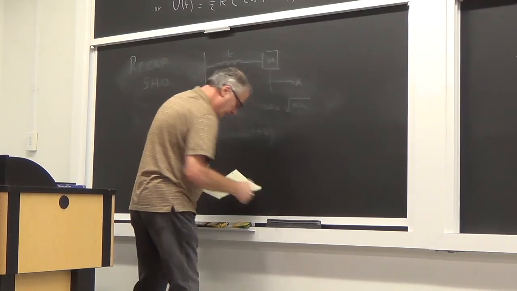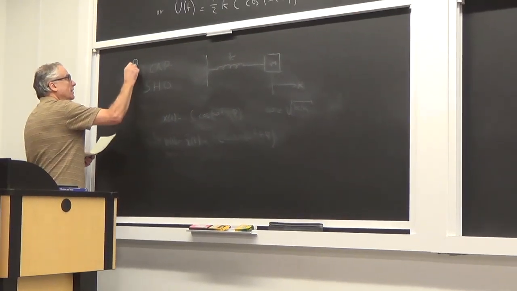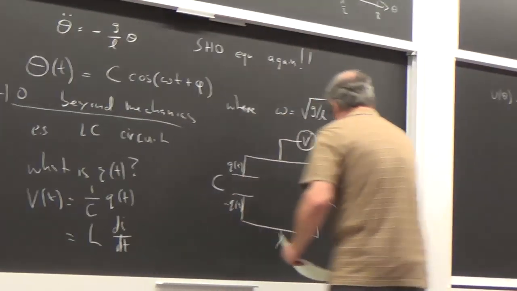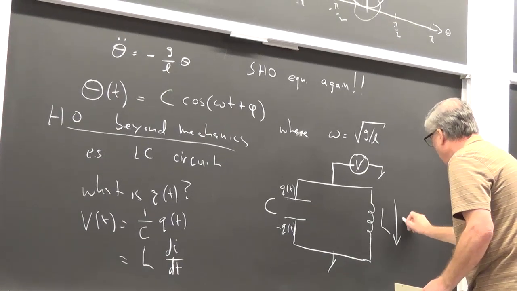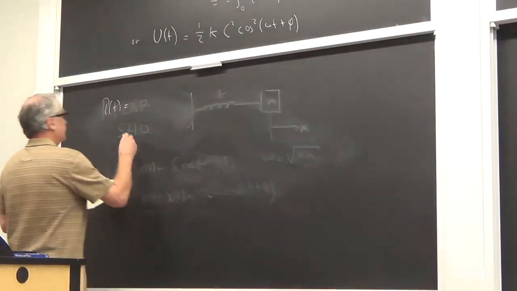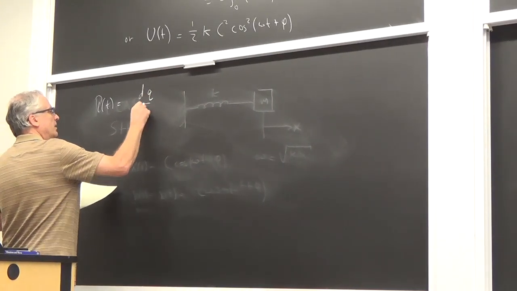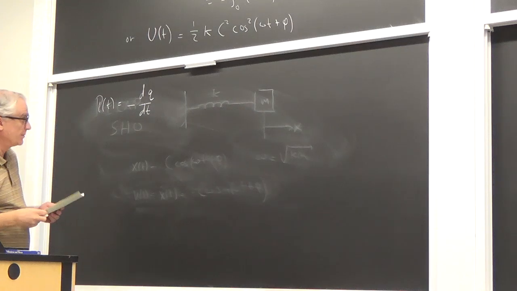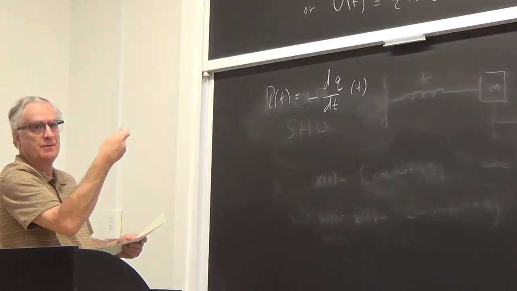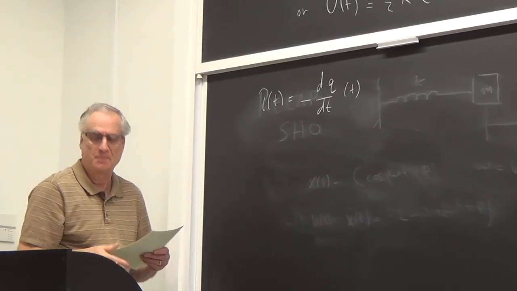Okay, so what's I? I is dq by dt. If I define I to be what goes down here, then we get I of t is minus dq by dt as a function of time. You know, the charge is decreasing, it's going through that current. So it's minus dq by dt.